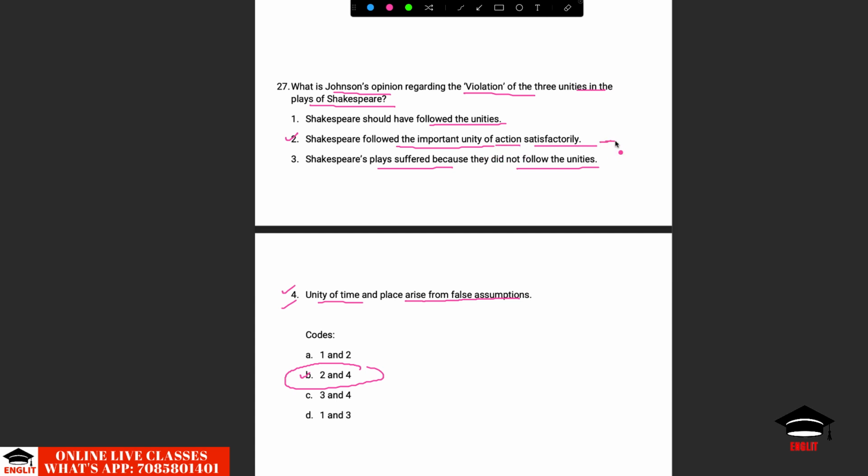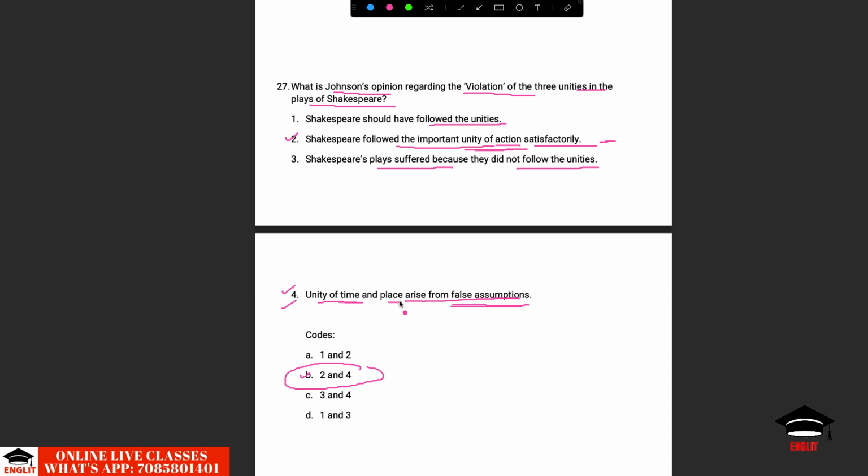According to Dr. Johnson, if Shakespeare did not follow all the unities, it did not matter so much. According to Johnson, the unity of action was successfully and satisfactorily presented and followed by Shakespeare. Second thing, the unity of time and place are not that necessary. They arise from false assumptions. It was just in classical plays that these unities were expected to be followed. Even Aristotle does not waste so much on unity of time and place.